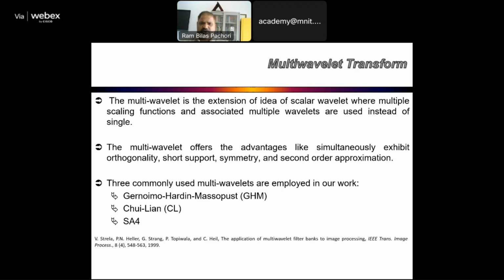The multi-wavelet transform is an advanced signal processing technique and an extension of the idea of scalar wavelet, where multiple scaling functions and associated multiple wavelets are used instead of a single one. The multi-wavelet offers advantages like simultaneously exhibiting orthogonality, short support, symmetry, and second order approximation. Three commonly used multi-wavelets are employed in our work: GHM, CL, and SF4.